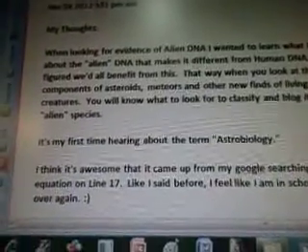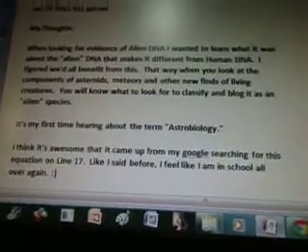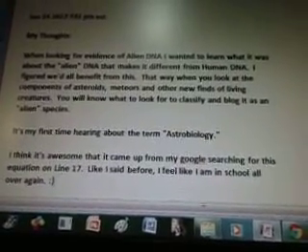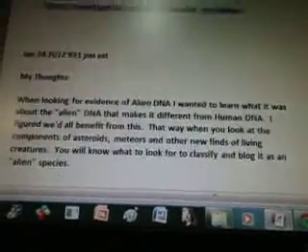It's my first time hearing about the term astrobiology. I think it's awesome that it came up from my Google searching for this equation on line 17. Like I said before, I feel like I'm in school all over again. So we'll pop back over to my molecular evolution just to see what it is.